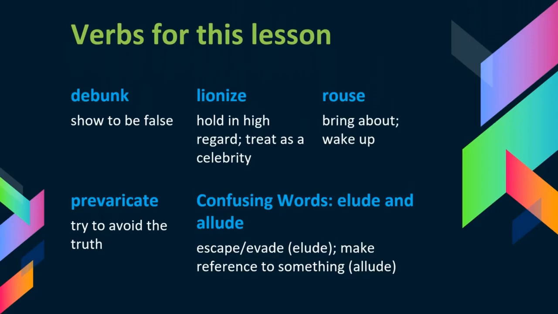Finally, let's do a quick review of our verbs for this lesson. Debunk, show to be false. Lionize, hold in high regard or treat someone as a celebrity. Rouse, bring about or wake up. Prevaricate, try to avoid the truth. And elude and allude. Elude means to escape or evade something, and allude means to make reference to something.